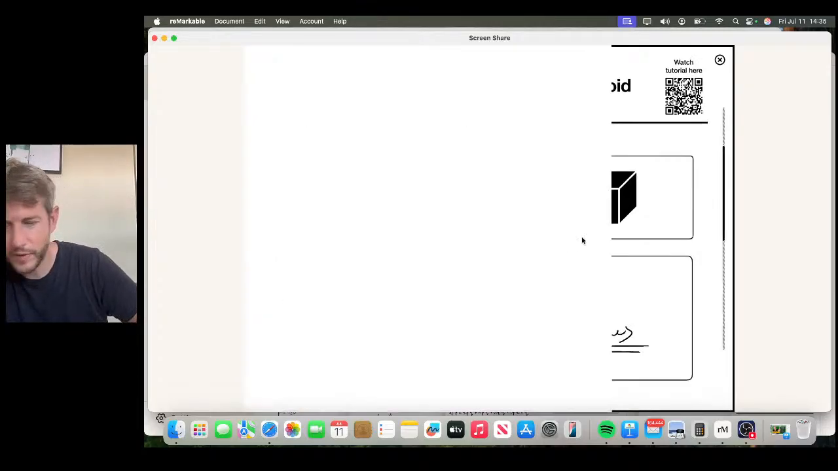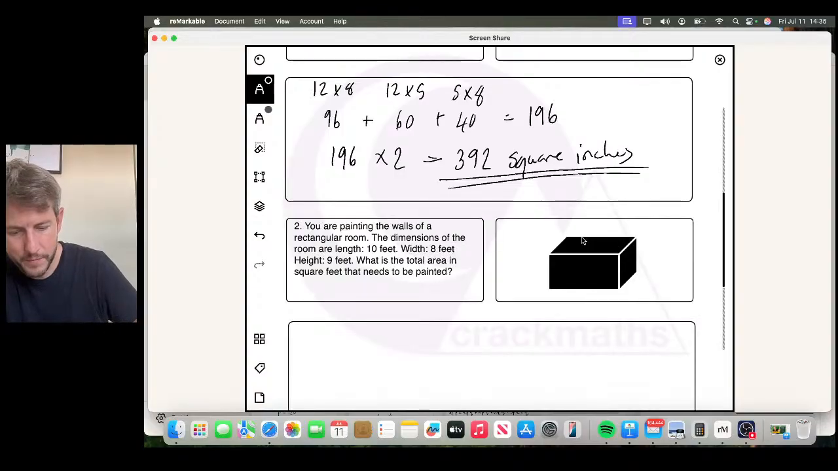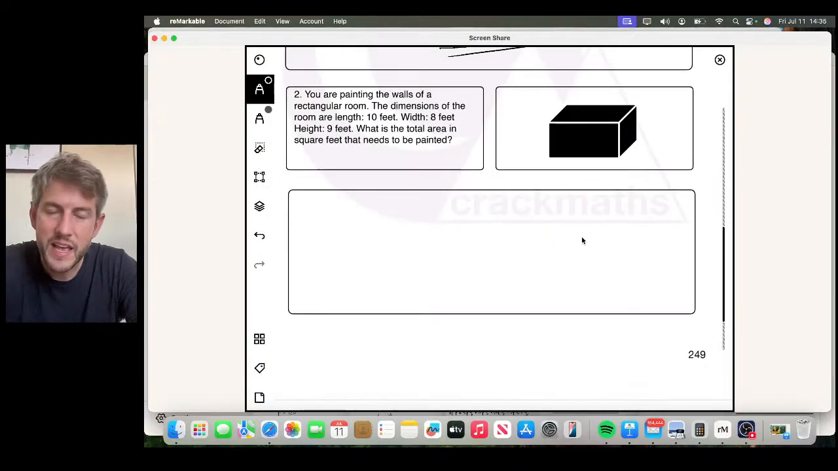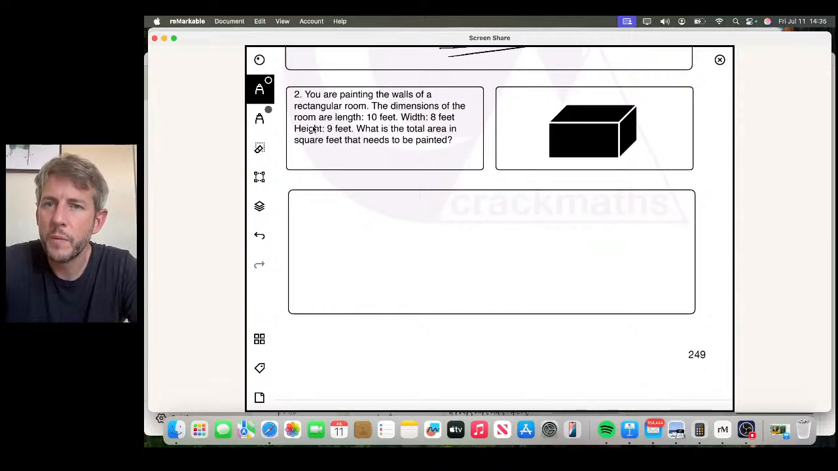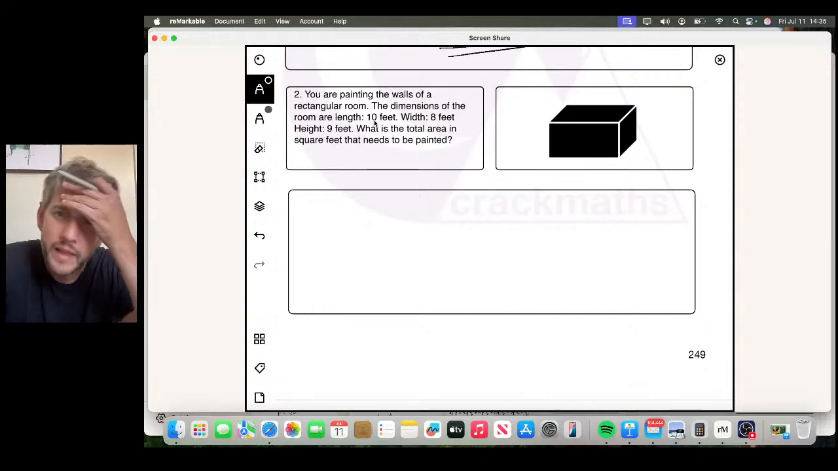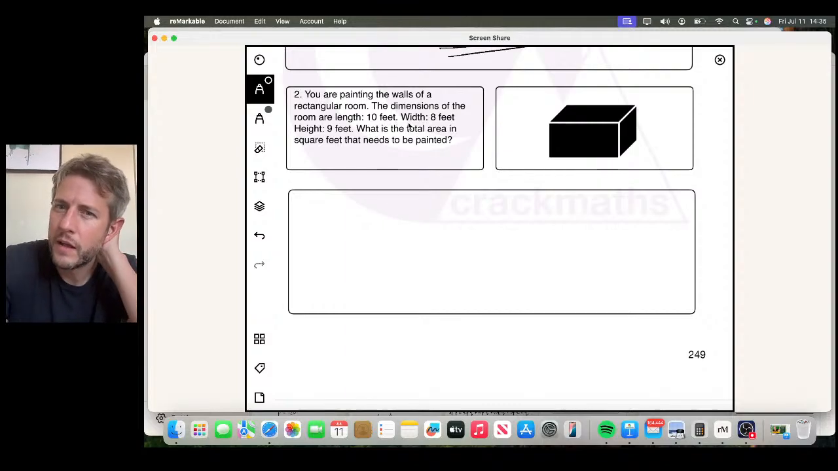Okay, next we have question 2, and this says you are painting the walls of a rectangular room. The dimensions of the room are length 10 feet, width 8 feet, height 9 feet. What is the total area in square feet that needs to be painted? So the walls are just the 4 walls.